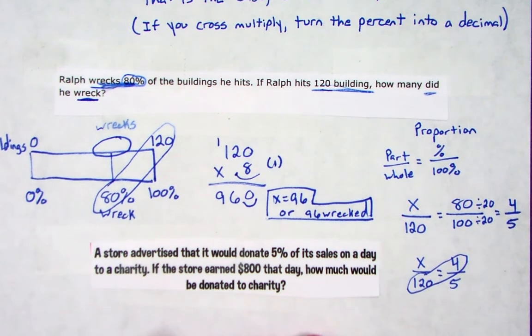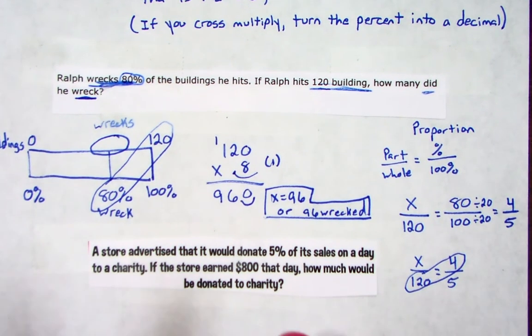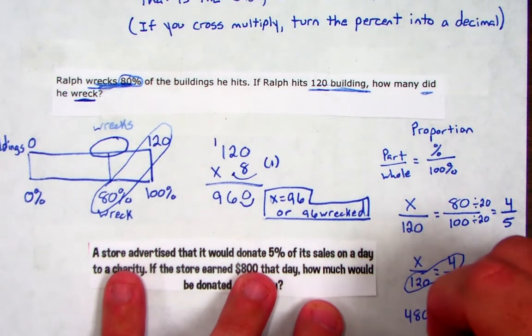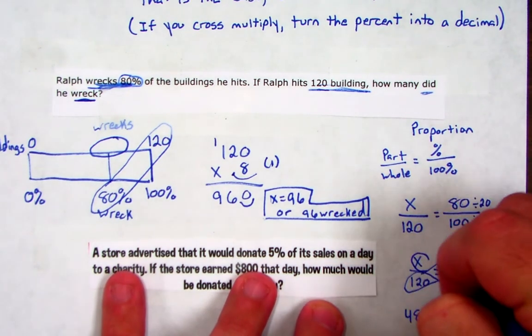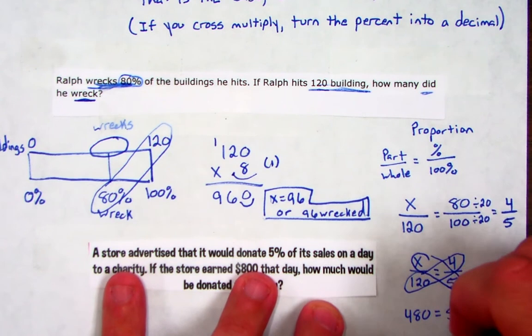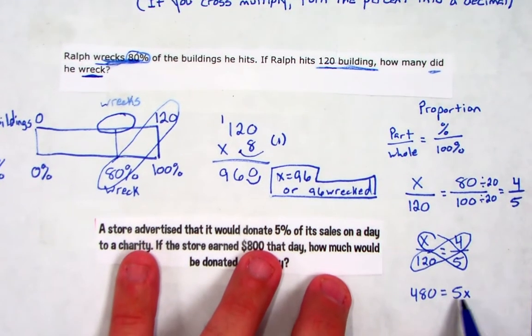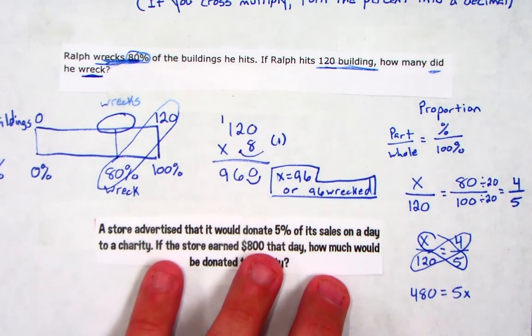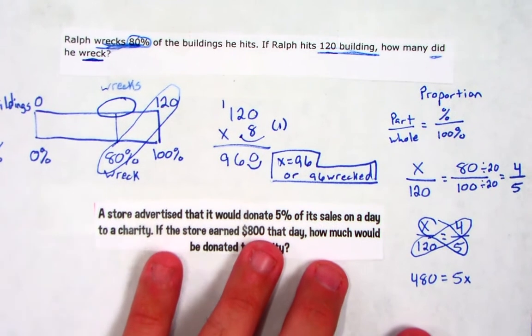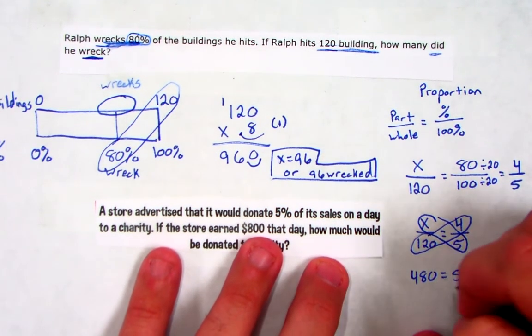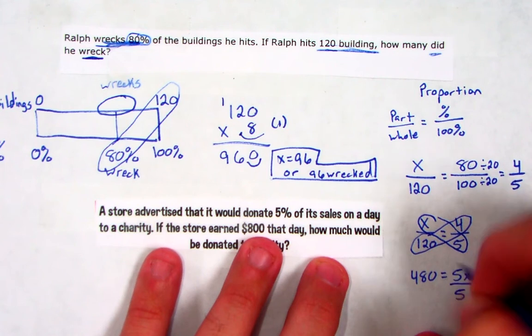120 times 4. 120, 240, 360. That's 480. And then 5 times x is just 5x. And now if you're solving for x, notice the 5 and the x are combined together, which means they are multiplying. To get x by itself, you'll have to do the inverse operation. So the inverse of multiplying by 5 would be to divide by 5.